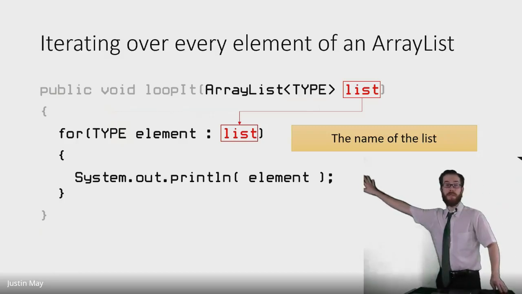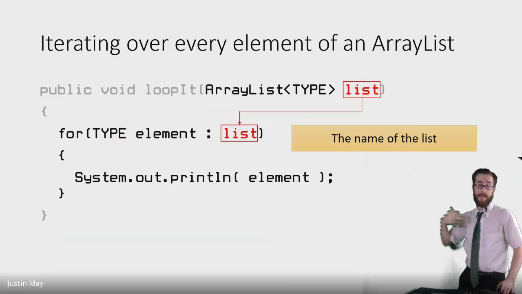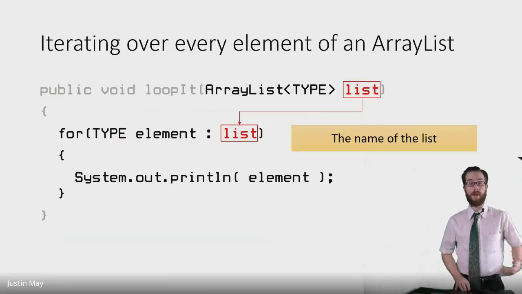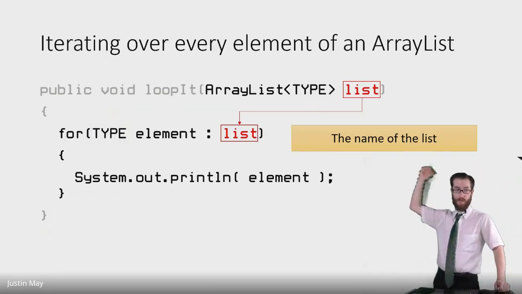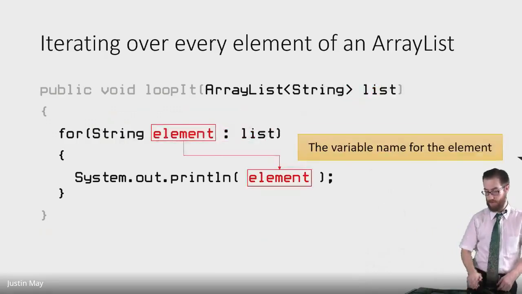The last thing you write in the header is the name of the list. In this case, it's called list. And again, you don't have to think. If you're writing a for loop, you know what list you're iterating over, so you know what it's called. You just have to look in the code, what is this list called? That's what you write there at the end of the for loop header.